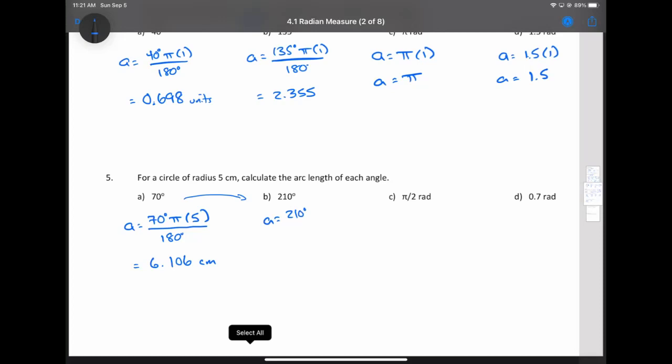So angle times pi times radius over 180 degrees. 210 times 3.14 times 5 divided by 180. And I get 18.317. It rounds off a little bit different. I said 318. Oh, what a horrible, horrible calculation.